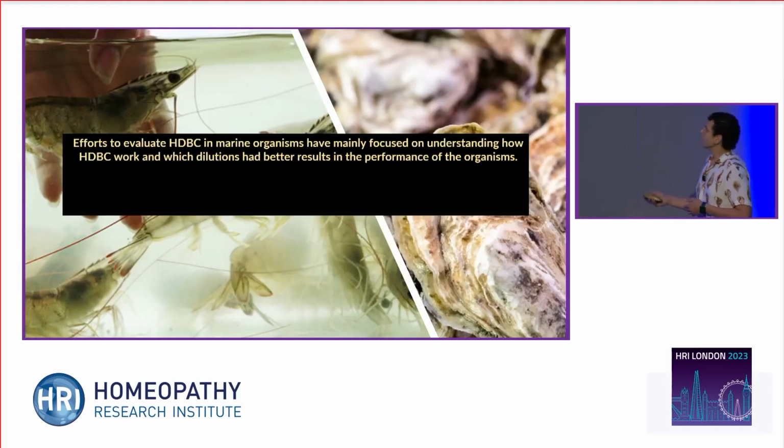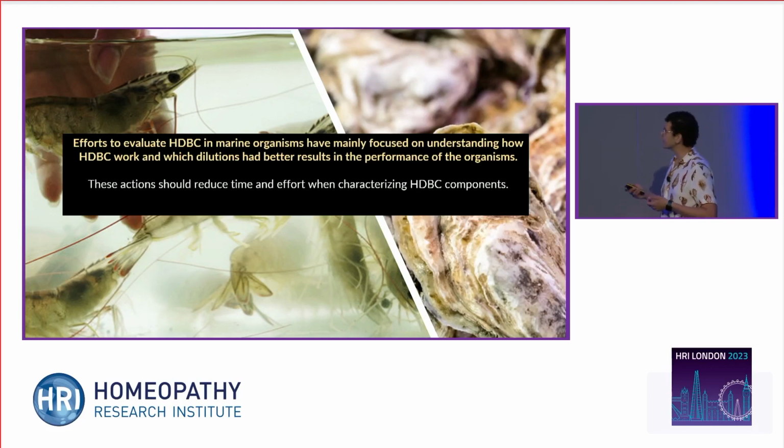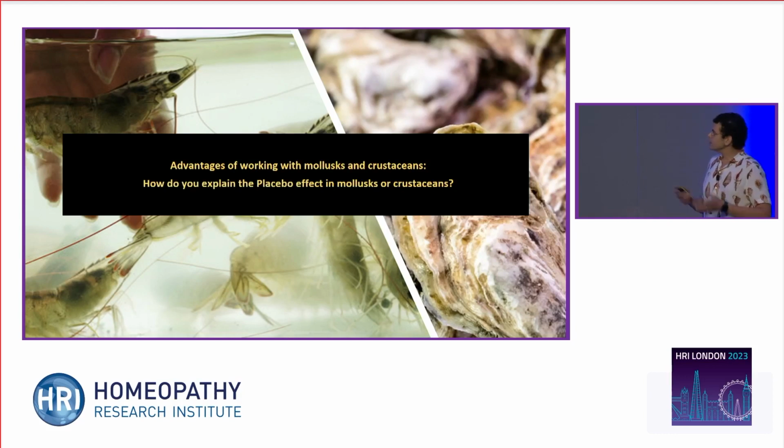So our efforts to evaluate homeopathic medicines in marine organisms have mainly focused on understanding how these compounds work and which dilutions have better results in the performance of the organism. This action should reduce time and effort when characterizing homeopathic medicine components. The advantage of working with mollusks and crustaceans is that we are avoiding the placebo effect, right? So for me, it's really hard to understand how an oyster can have a placebo effect, right?